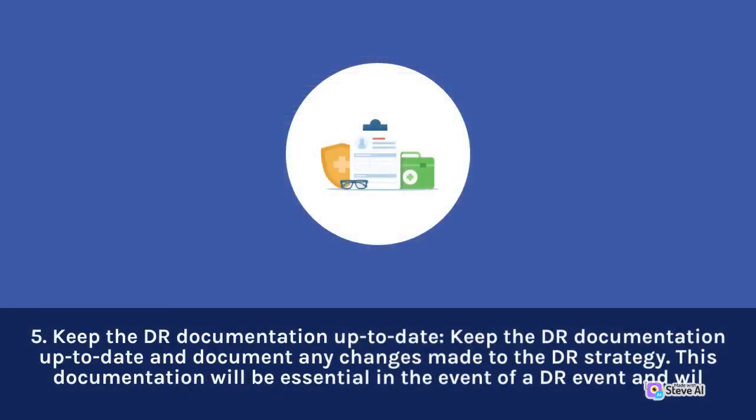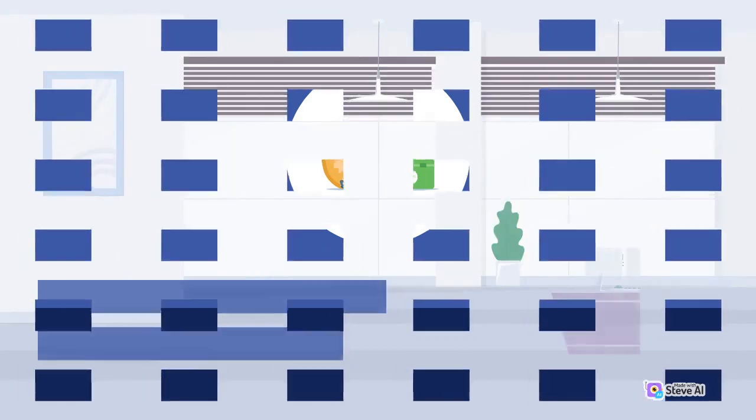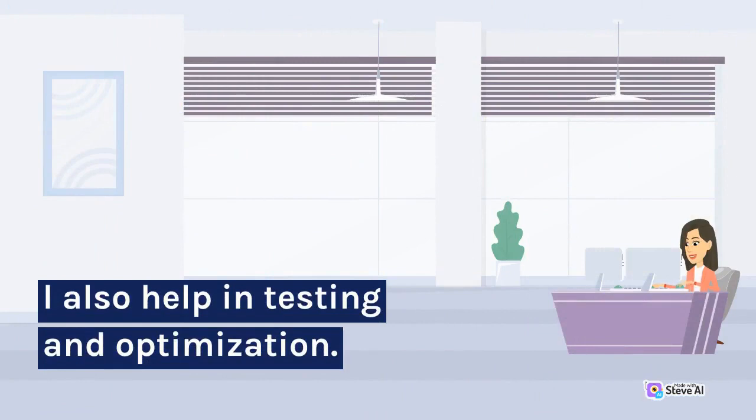5. Keep the DR documentation up to date. Keep the DR documentation up to date and document any changes made to the DR strategy. This documentation will be essential in the event of a DR event and will also help in testing and optimization.